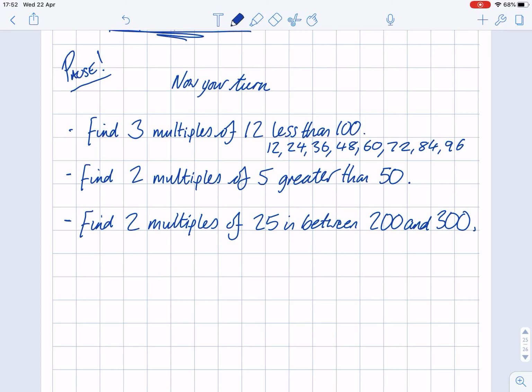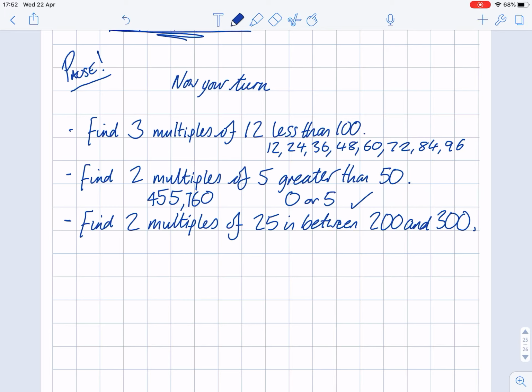2 multiples of 5 greater than 50. Well, there was an infinite number of answers, so I can't go through them all, but whichever numbers you wrote down, if they end in a 0 or a 5, then you're right, because they must be multiples of 5. I would have kept it simple, and I would have just gone 55 and 60. You could have done 155 and 160. You could have done 455 and 760. You could have had an infinite amount of answers there.